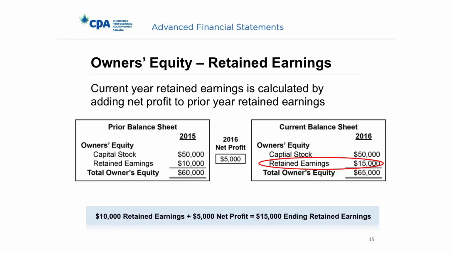So now let's take a look at an example of the calculation of retained earnings. If we look at the prior balance sheet, you can see there's retained earnings of $10,000. Now you have net profits for the year of $5,000. If we look to the next year, you can see that the current balance sheet has retained earnings of $15,000. The reason for this is there's also been no dividends paid, so that amount is the 10 plus the 5 equals the $15,000.